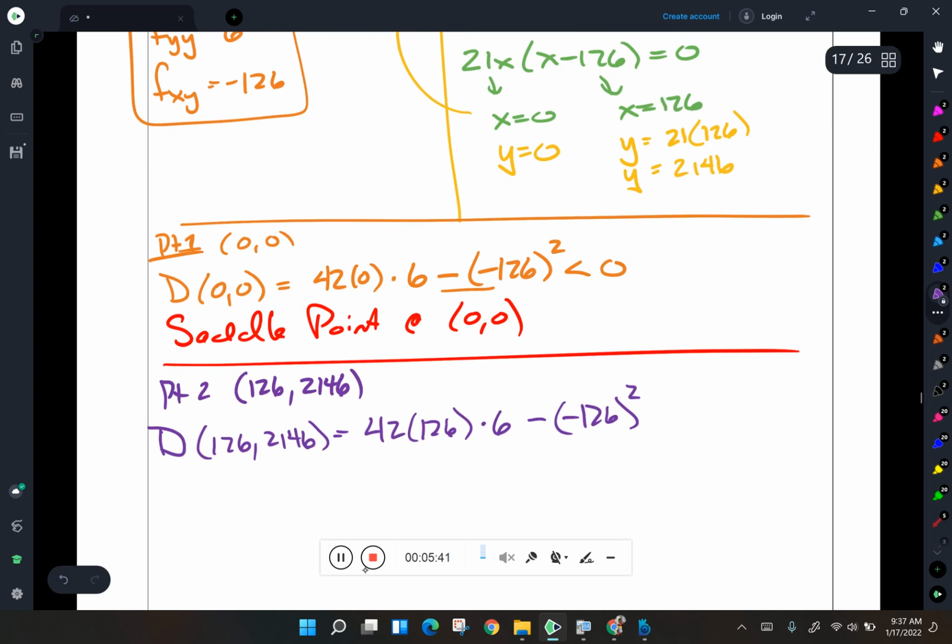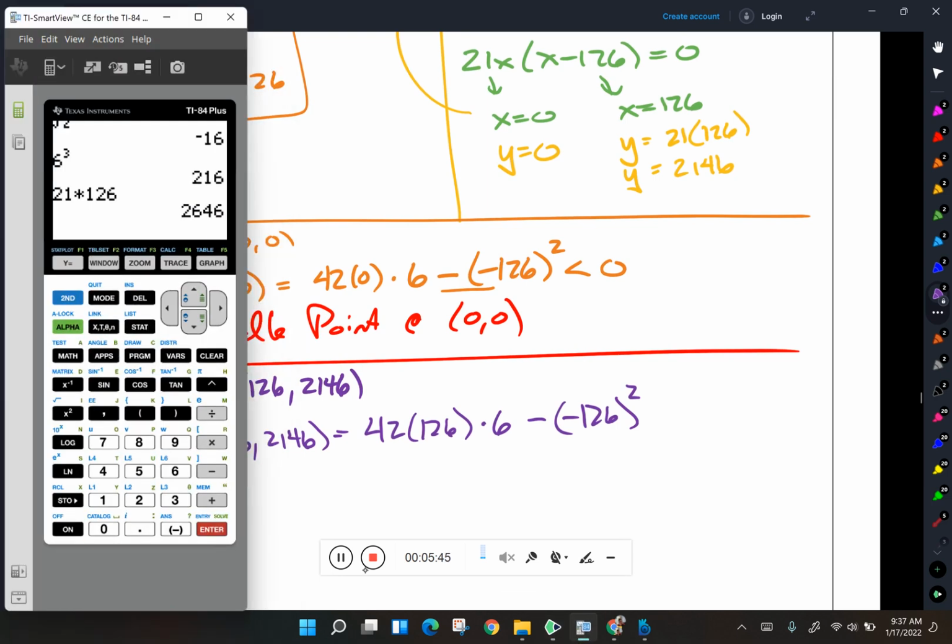I might actually have to calculate that out to see whether that's bigger than 0 or less than 0. So let's go ahead and grab this. 42 times 126 times 6, minus 126 squared. It's positive.